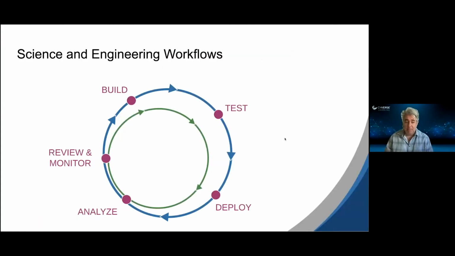Okay, let's begin. This diagram represents something you're probably very familiar with, a cycle of doing science analysis or engineering analysis, a cycle that begins with building some sort of pipeline or workflow, testing it, deploying it, analyzing it, and then either there might be an inner cycle represented by the green circle where you take the results of your analysis and then make decisions on how to tweak the next round of analysis. And that is the part that we're going to be focusing on today.